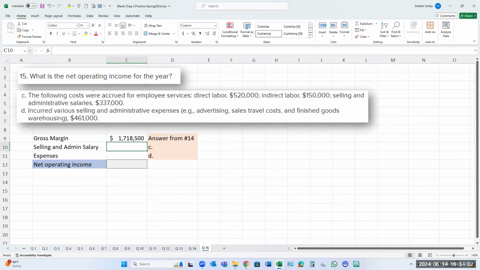And then question 15: what is the net operating income for the year? We have the gross margin from question 14, selling and administrative salaries from transaction C, and the other various selling and administrative expenses from transaction D. So I will take my gross margin minus my period costs, which equals my net operating income.